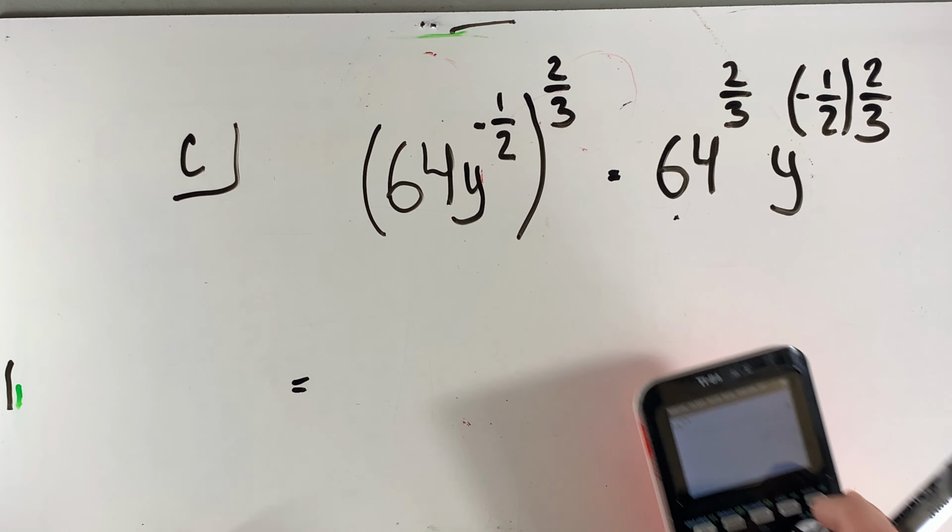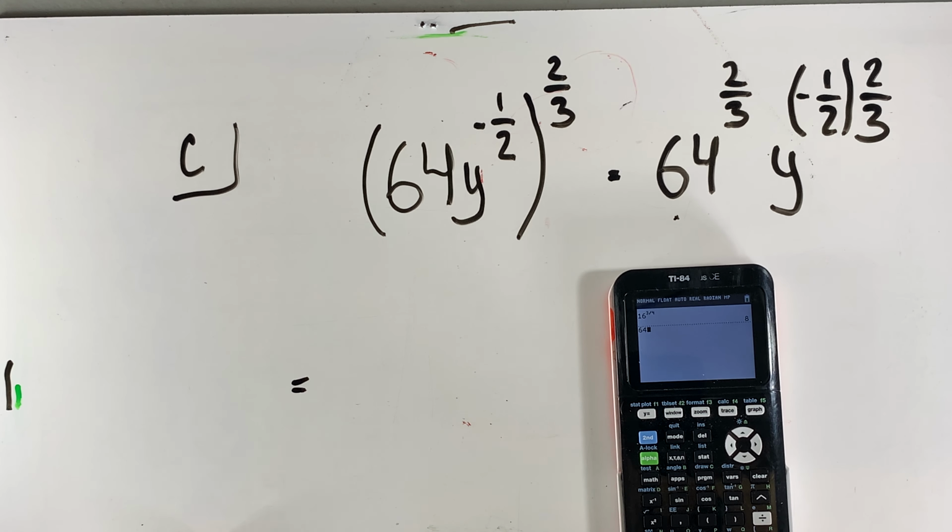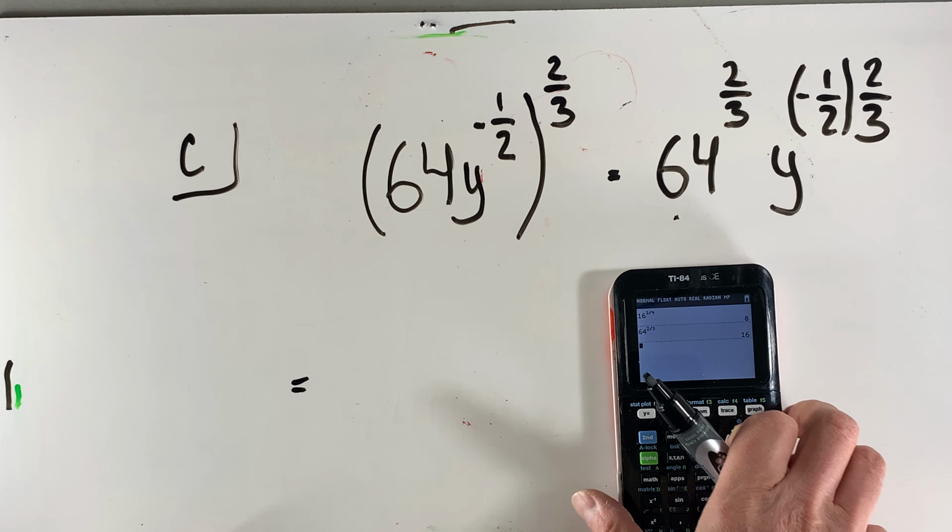64 to the power of 2/3, we can evaluate that on the calculator. 64 to the power of 2/3 is 16.